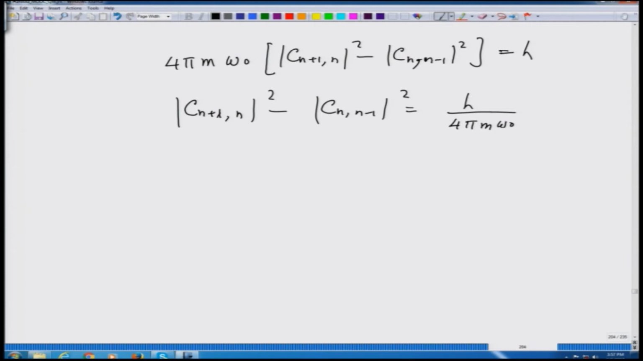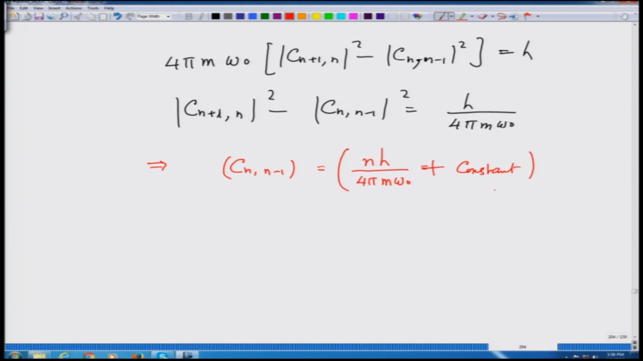And this immediately implies the solution is very straightforward, that mod C_{n,n-1} square is equal to n h over 4 pi m omega_0, which I can also write, plus some constant.